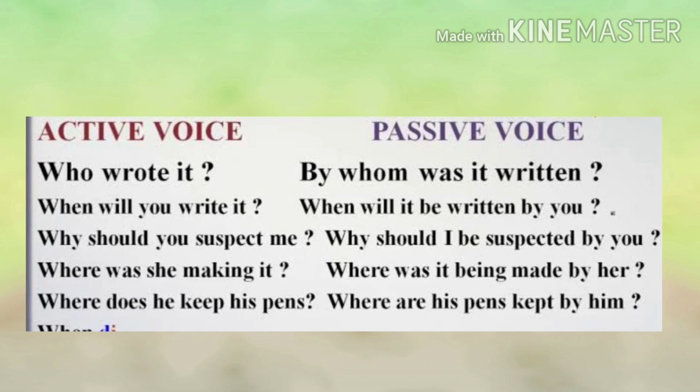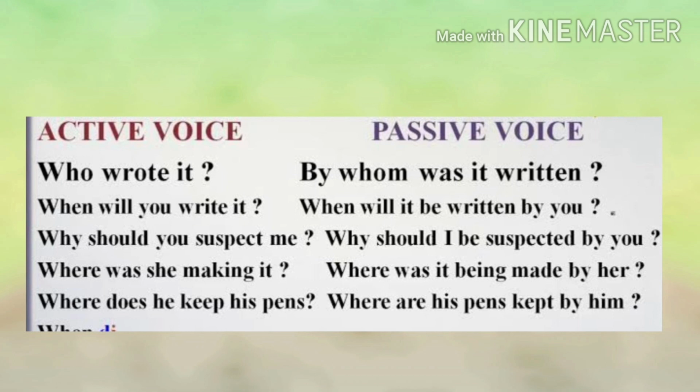Now the next sentence. Why should you suspect me? In this sentence, there is the modal should. If a modal is in active voice, we will use be in the passive voice and other rules are the same: subject, object, object, subject. Look at the answer. Why should I be suspected by you? Our next sentence is: where was she making it? Where was it being made by her? Our next sentence is: where does he keep his pens? Where are his pens kept by him?